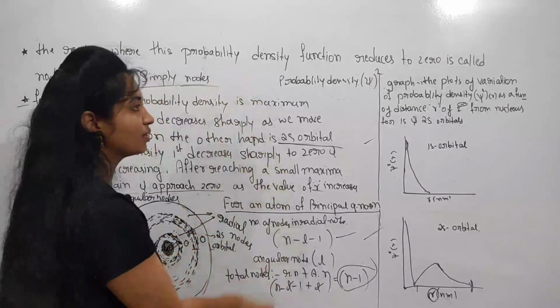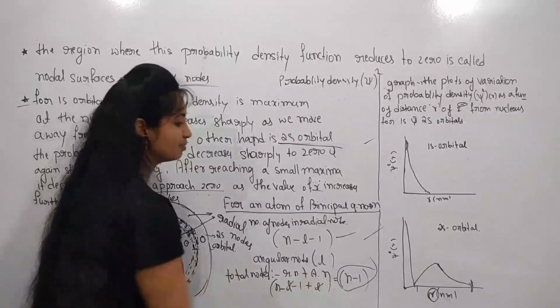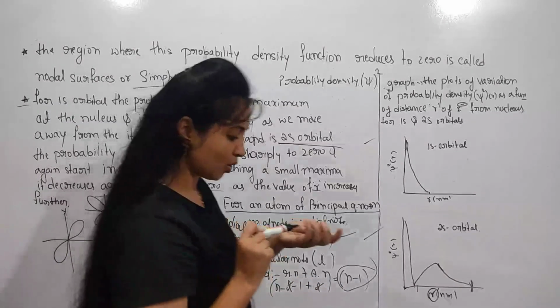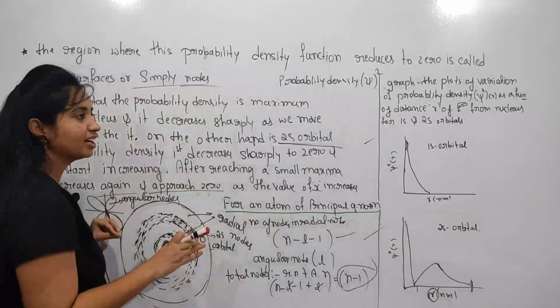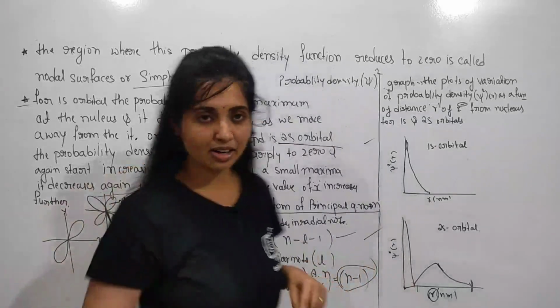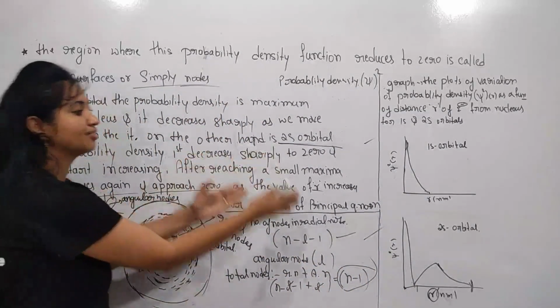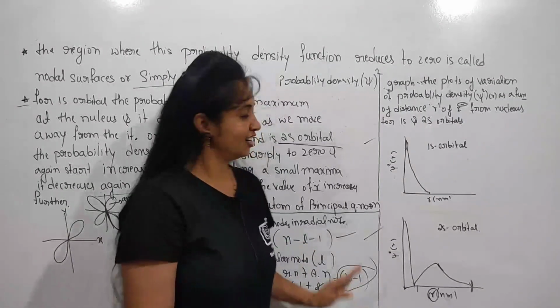So this is all about the nodes and shape of the orbital. Here n is the principal quantum number. I hope you got a clear understanding of the shape of orbitals and the nodes, radial nodes, angular nodes, and the formulas for radial nodes, angular nodes, and the total nodes.